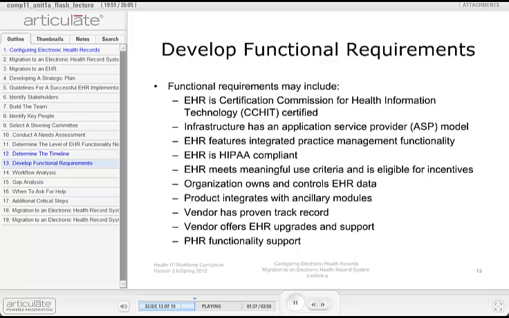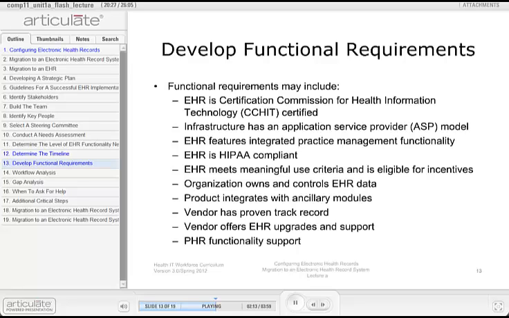This is another example of an essential functional requirement that needs to be considered before EHR selection. Compliance with the Health Insurance Portability and Accountability Act, or HIPAA, is another common functional requirement for EHR selection. HIPAA compliance poses an interesting situation since it is not optional. Electronic health records that meet meaningful use criteria are eligible for incentive reimbursements. Therefore, many organizations select an EHR that meets these criteria.